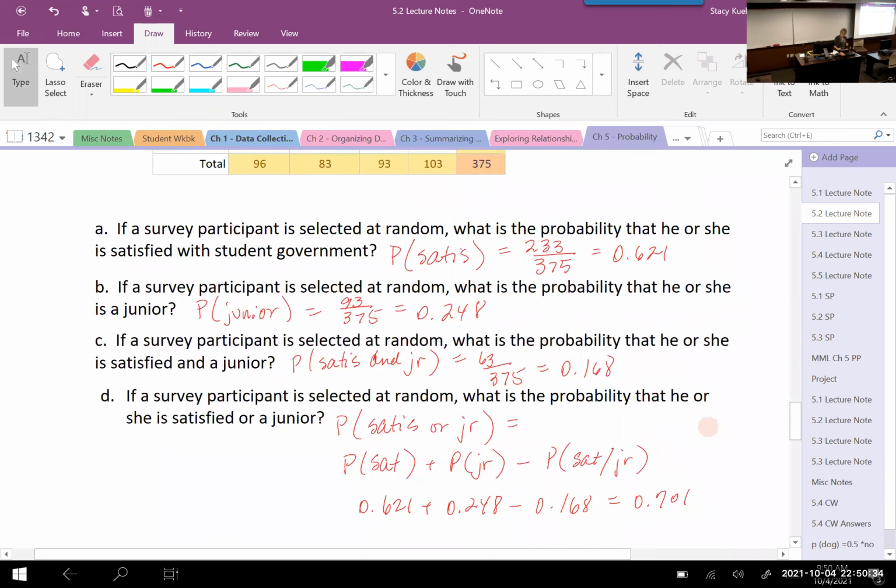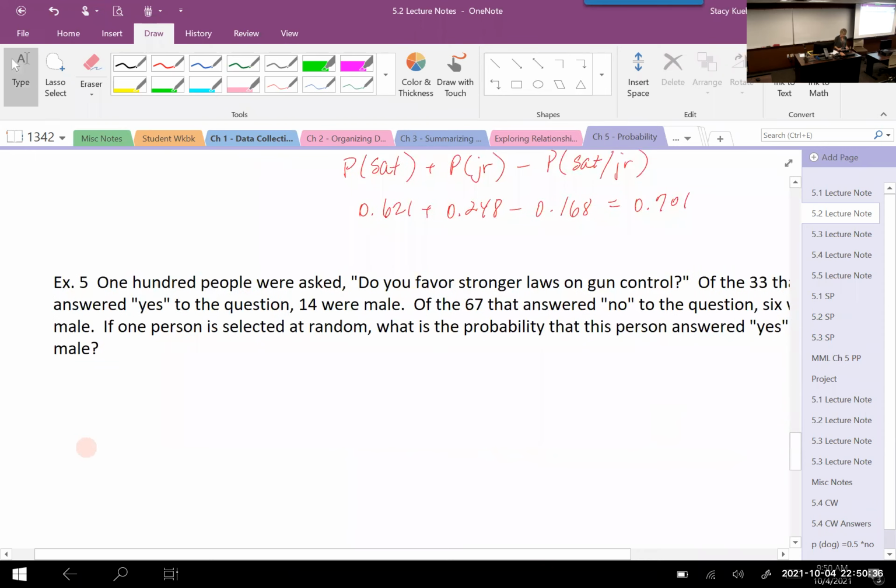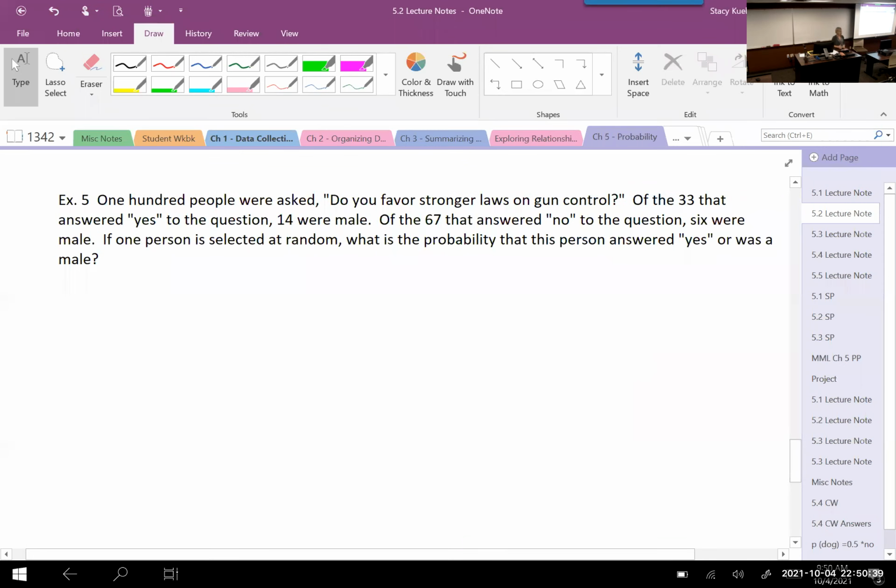So let's look at an example where we don't have the table given to us, but I can create a contingency table to understand the probability a little bit better. This one says 100 people were asked, do you favor stronger laws on gun control? Of the 33 that answered yes to the question, 14 were male. Of the 67 that answered no, 6 were male. One person is selected at random. What is the probability that the person answered yes or was male?